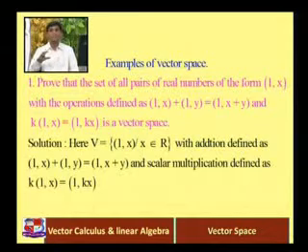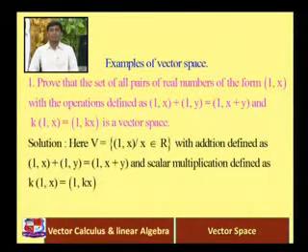So only those elements are in the set from R2 such that the first coordinate should be 1 and the second coordinate is any real number. Only those vectors of R2 would be in the set V, right?